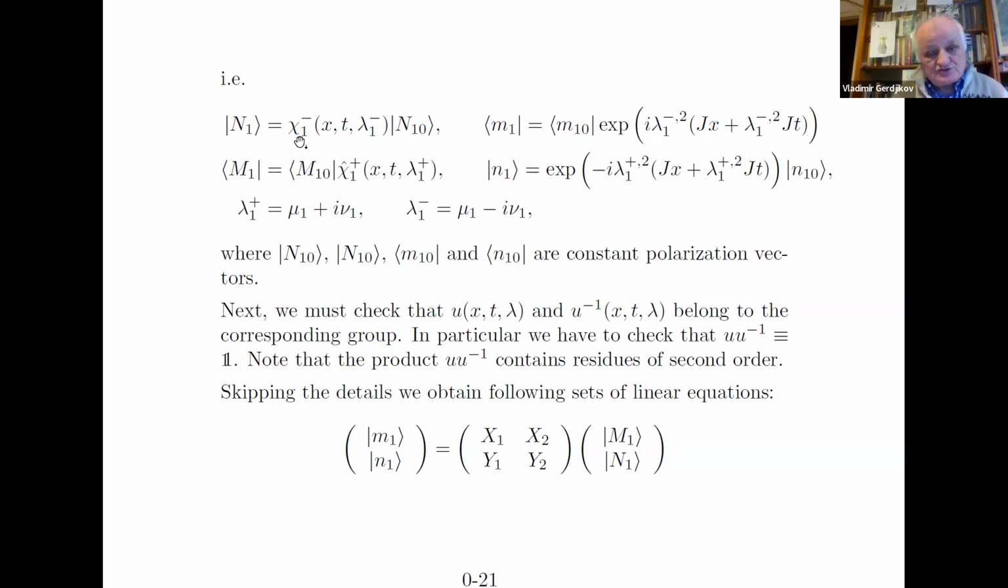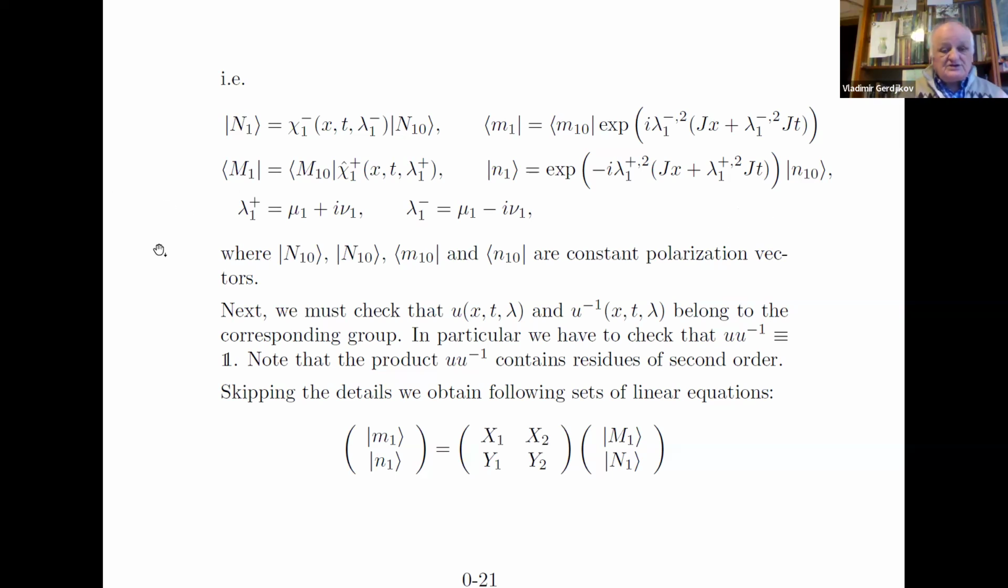Chi1 minus we do not know. Capital M1 similarly must be some constant row multiplied by Chi1 inverse evaluated at lambda 1 plus. This we do not know. But we know small n1, which is this simple exponential at lambda 1 plus acting on the constant n1 0.